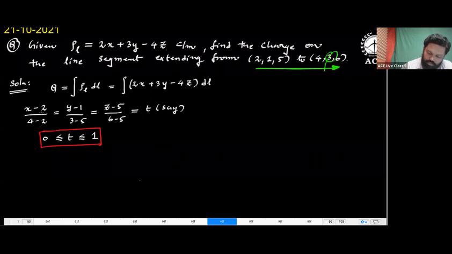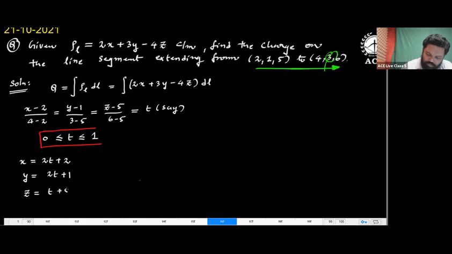How can you do that? x minus 2 by 4 minus 2 is equal to t. From here you can write x is equal to 2t plus 2. y is equal to 2t plus 1. z is equal to t plus 5. Clear? So what I'll do, I'll convert that entire rho L, that means the line charge, into the variable t.